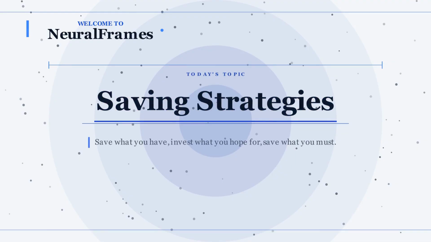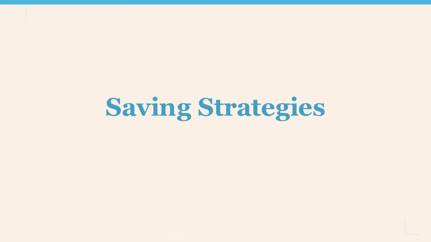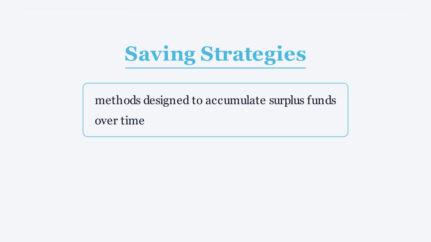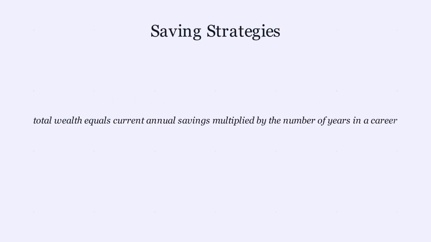Save what you have, invest what you hope for, save what you must. Strategies to accumulate wealth through disciplined savings practices. Saving strategies are methods designed to accumulate surplus funds over time. Total wealth equals current annual savings multiplied by the number of years in a career.